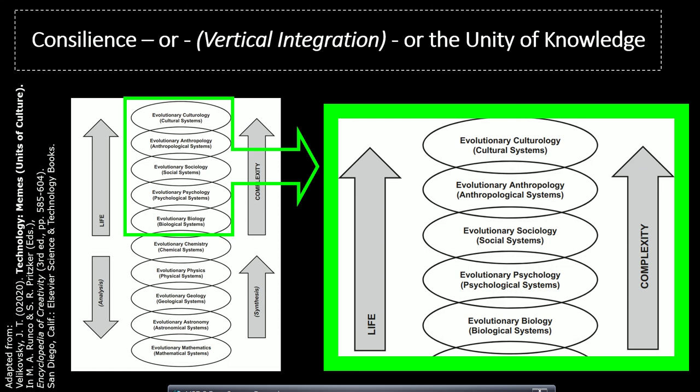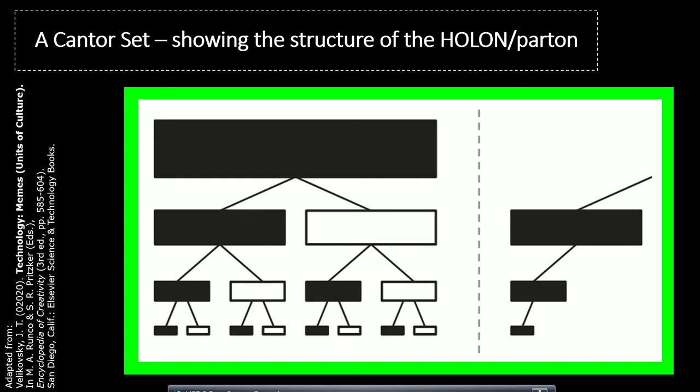This is what it looks like when you have the vertical integration of the sciences. So complexity goes upwards as more things emerge and evolve, because units are always being combined to create a new and useful unit, hopefully. And the ones that aren't usually get falsified in their environment and may become extinct. Moving along, this is a Cantor set, which is a mathematical beast, showing the structure of the HOLON-parton.